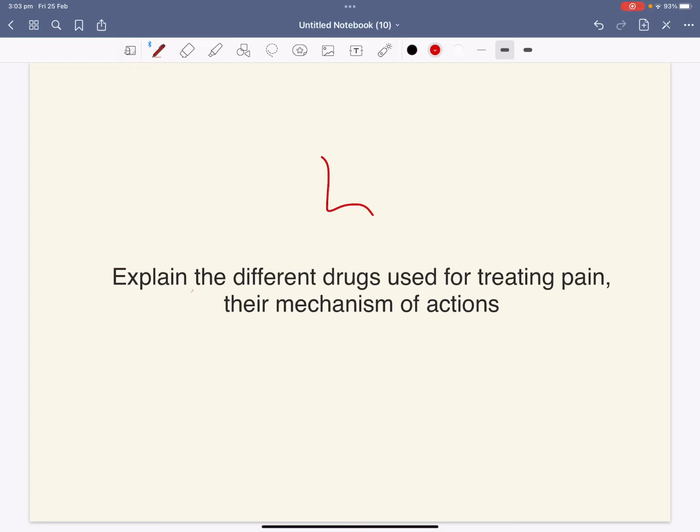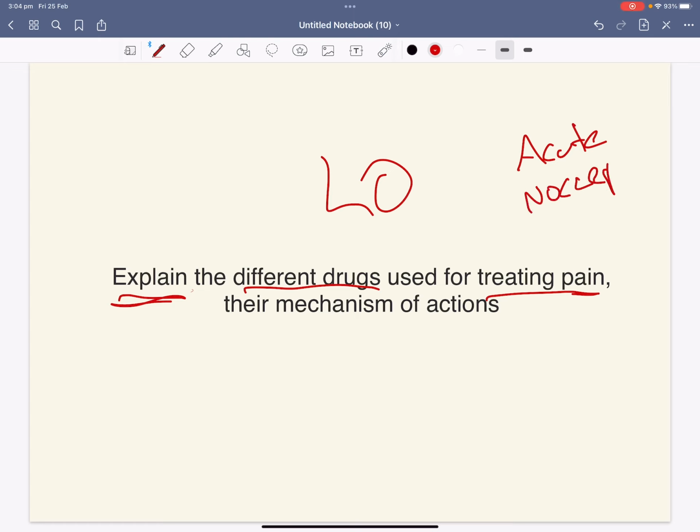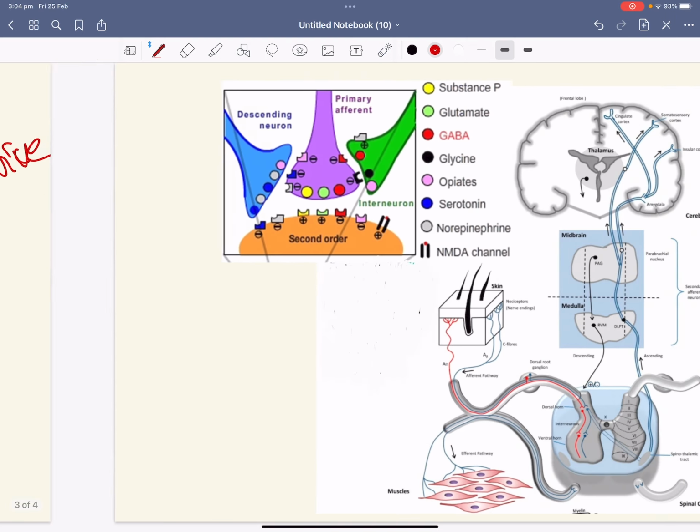So the learning outcome that I want you to take from this particular mini lecture is to be able to explain the different drugs that we use for treating pain, specifically acute pain. Okay, so it's acute pain and nociceptive pain. And I really want you to know the mechanism of action. And how do you do this? Well, we'll put it together on the pain pathway.